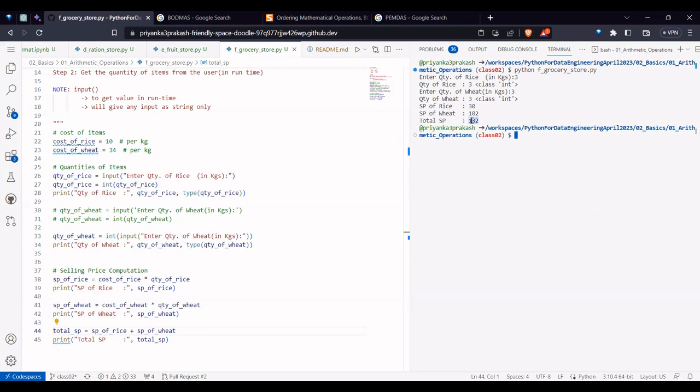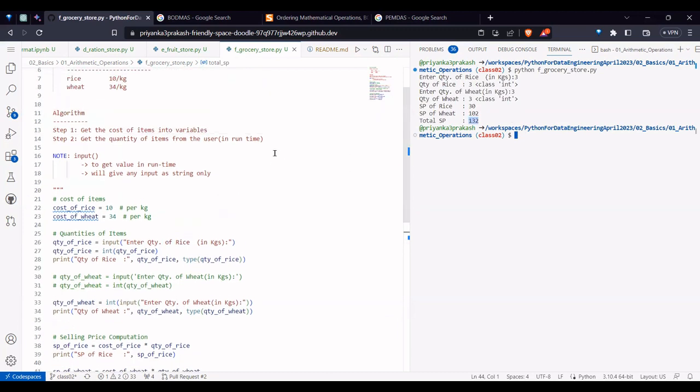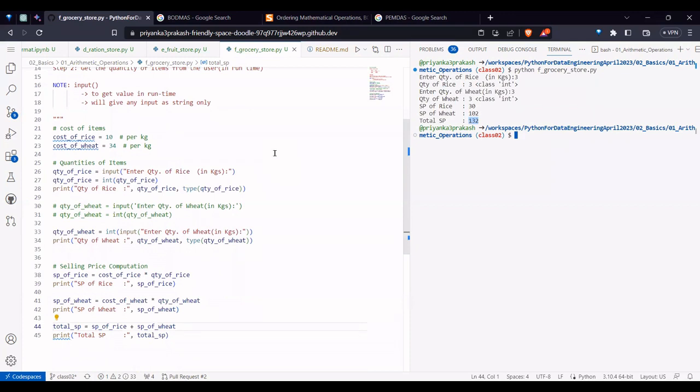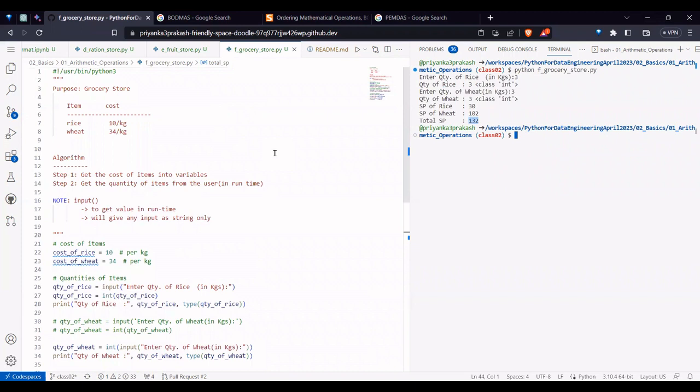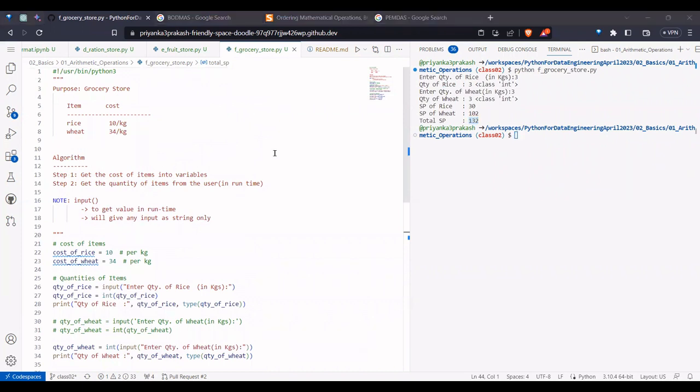Now, what is the total selling price? 132. Is it clear? The cost and so on. Hope it's clear, everyone. Fine. Yes. So like that, we need to write a typical program.